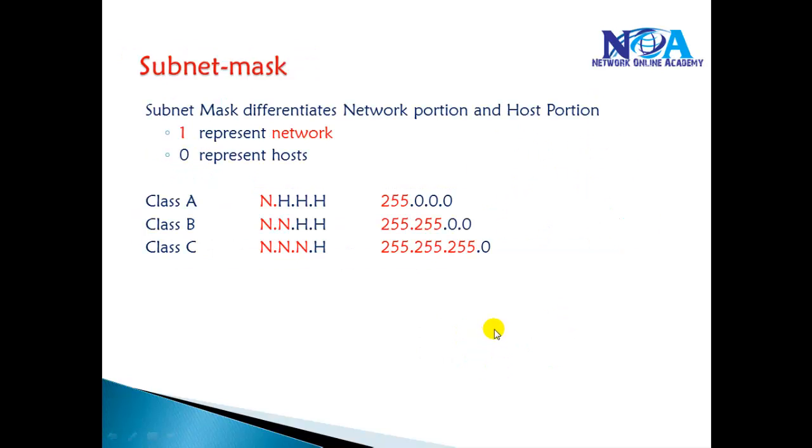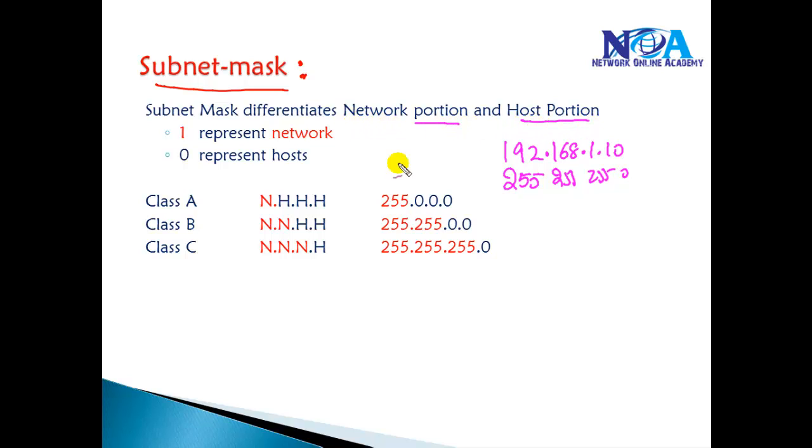Now the next thing we'll talk about is the subnet mask. The subnet mask is going to differentiate the network portion and the host portion. Now every device, whenever we assign any IP address, let's say I'm going to assign the IP address 192.168.1.10, you must write the subnet mask. Typically it will be in 255.255.255 format. What exactly the subnet mask does is it tells what is the network portion and what is the host portion. And wherever there is 1, that is network, and wherever there is 0, that is host.